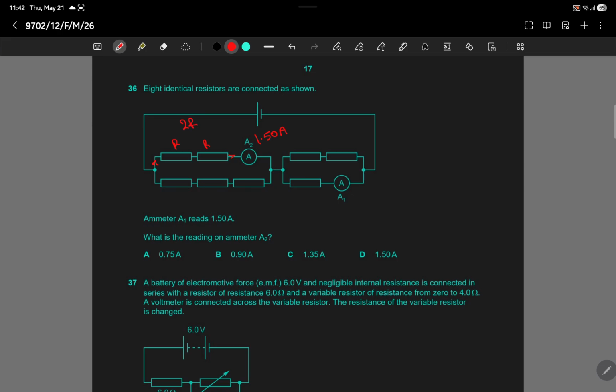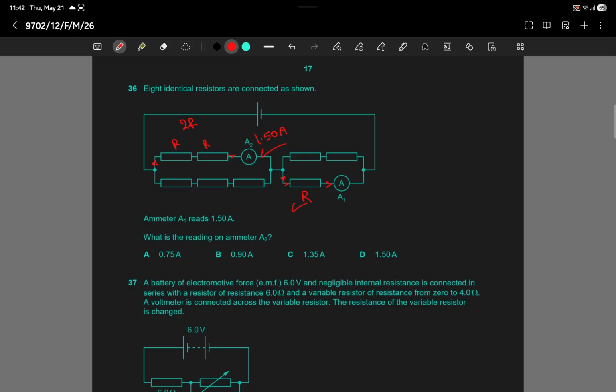Resistance is 2R, while from here this is only R, since it's flowing from here. Okay. So how can we find the total current? The ammeter A1 reads 1.5 amps, and since A1 is on the left branch, this is the left branch. That means the left branch, this branch and this branch are in parallel across. I mean, they're identical, but they're parallel.